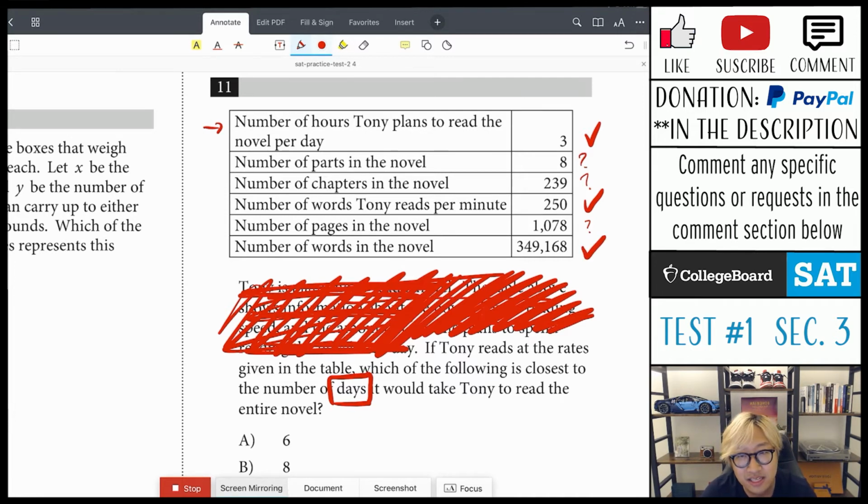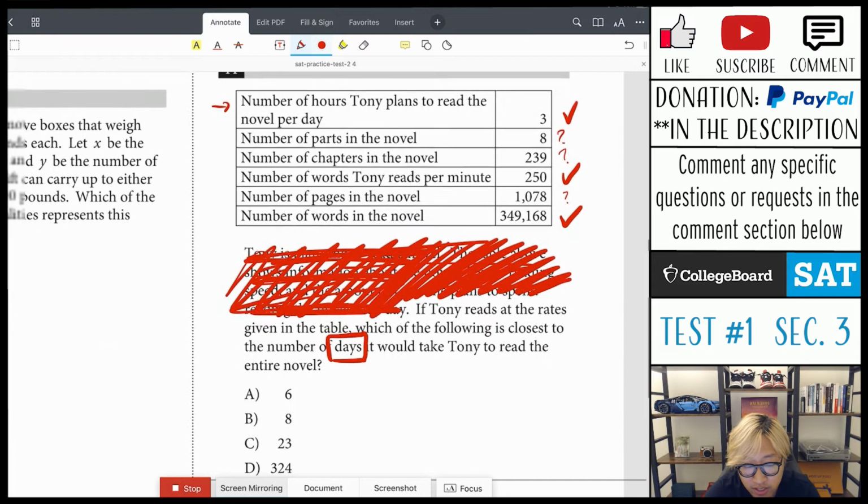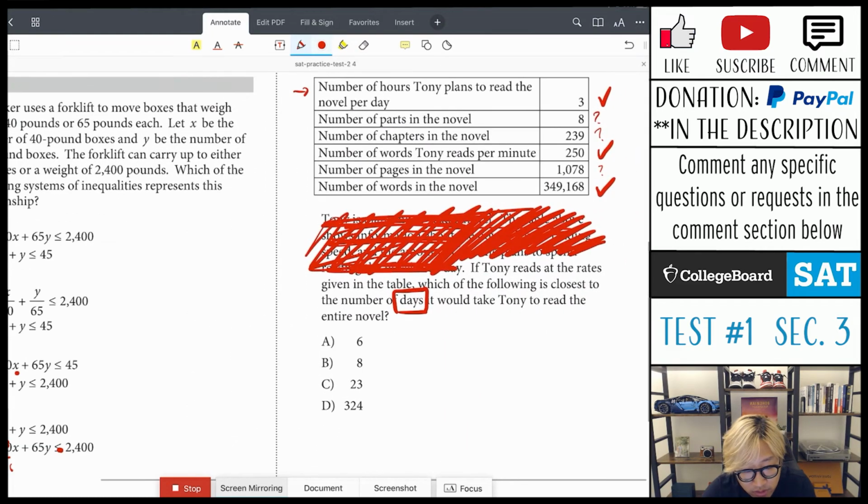So basically, look at all the 3 checks. Let's see if we can get this question done only with those 3 pieces of information that I just put a check on. So let's see. Number of words in the novel, 349,168. That many words. How fast is he reading? He's reading 250 words per minute. So I can use that as a rate.